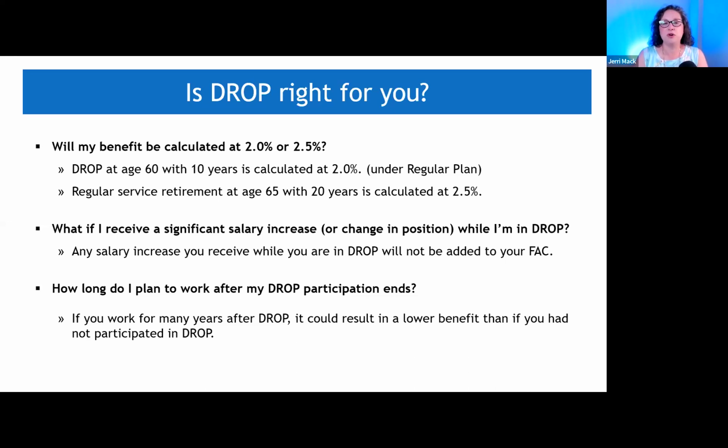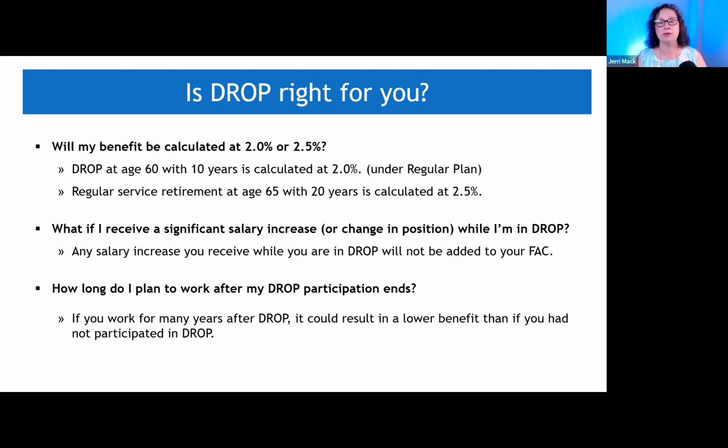So there are 3 reasons you would want to stop and think, hey, is DROP really the best move for me? And one of these I alluded to a little bit earlier. Will my benefit be calculated at 2 or 2.5%? So some of you reaching DROP at age 60 with 10 years, your benefit for DROP would be calculated at 2%, whereas regular retirement would be at 2.5%. So you may want to think, is this in my best interest? Do I want to do DROP at the 2%, which at some point the account will zero out and my benefit will always be at the 2%? Or do I want to not enter DROP and do the 2.5%, have a higher monthly benefit for the rest of my life, but not have a DROP account? A lot of things to consider.